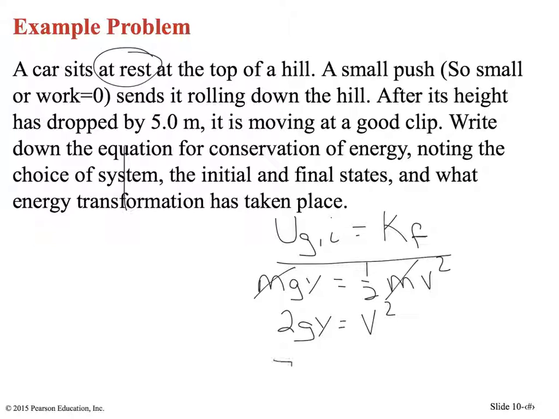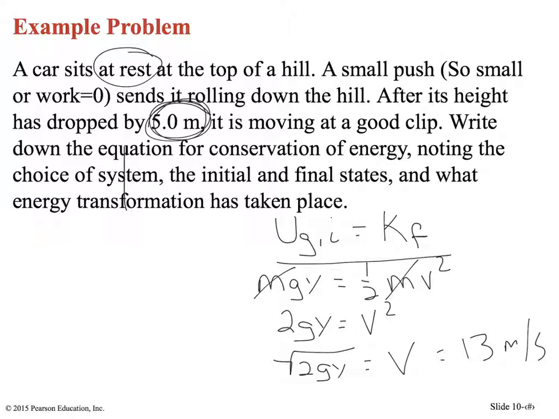Now take the square root. My velocity is equal to the square root of 2 times 9.81 times, in this case, 5 meters. So my velocity in this case is going to end up being 13 meters per second. And that'll be the velocity of this car at the end when it drops the 5 meters down the hill.